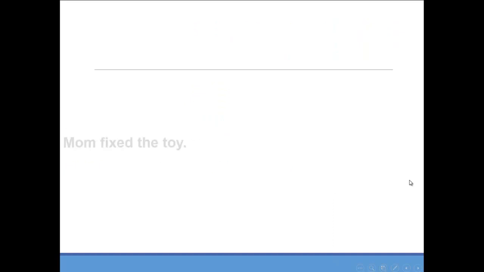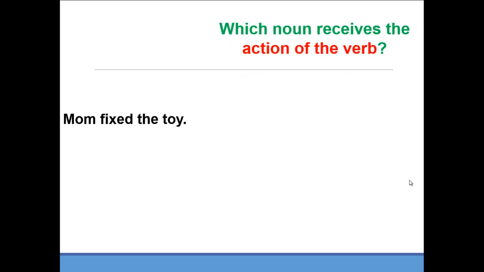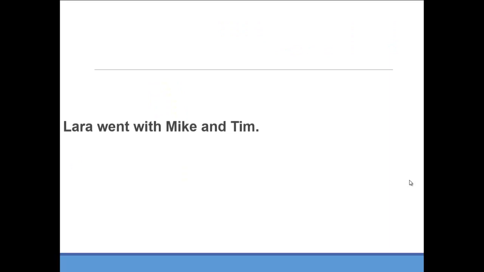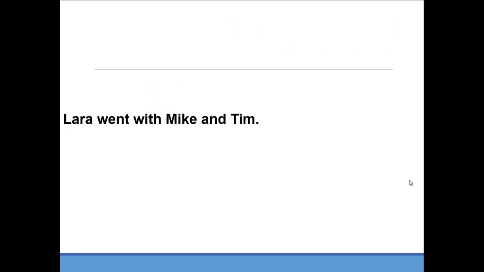Another example. Mom fixed the toy. Which noun comes directly after the verb? It is the toy. So which noun receives the action of the verb? It is the toy, so it is the object. What pronoun can we replace this noun with? We can replace it with the pronoun it, so it is an object pronoun, and the sentence is going to be Mom fixed it.